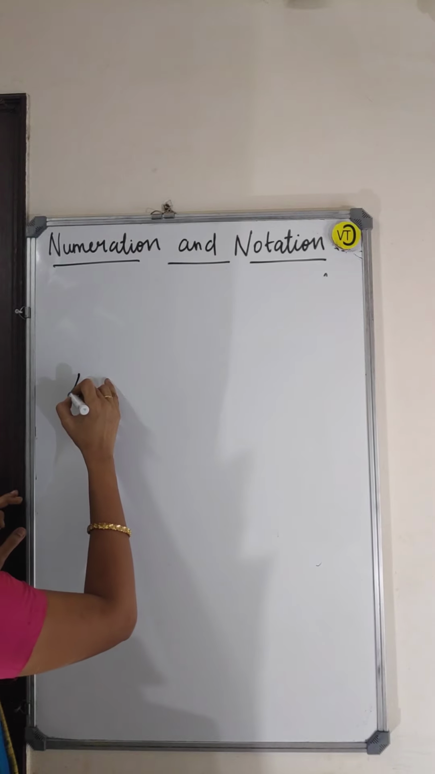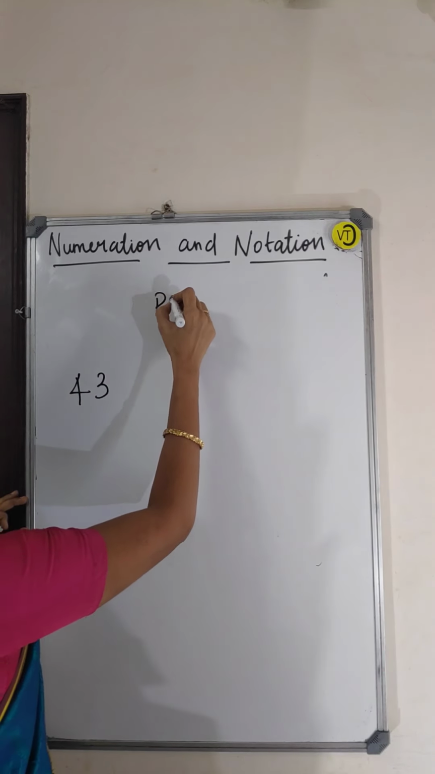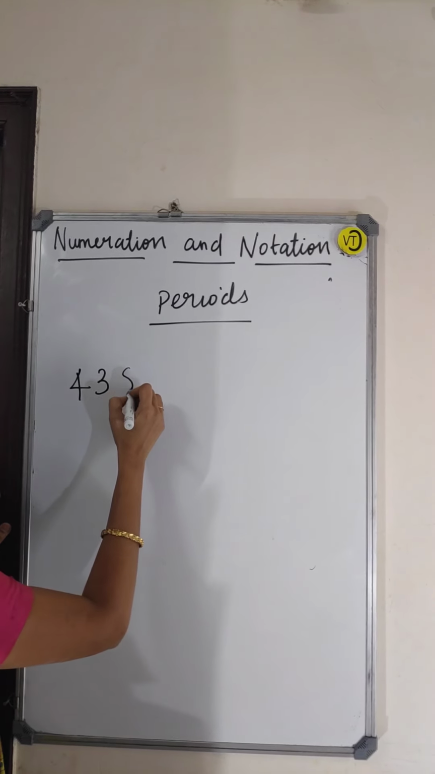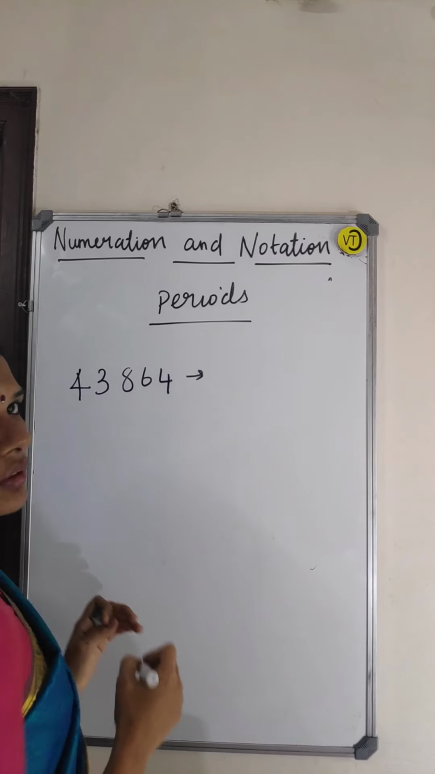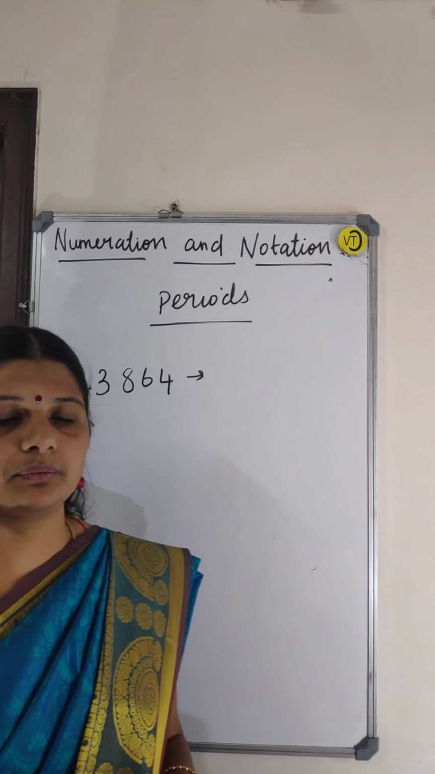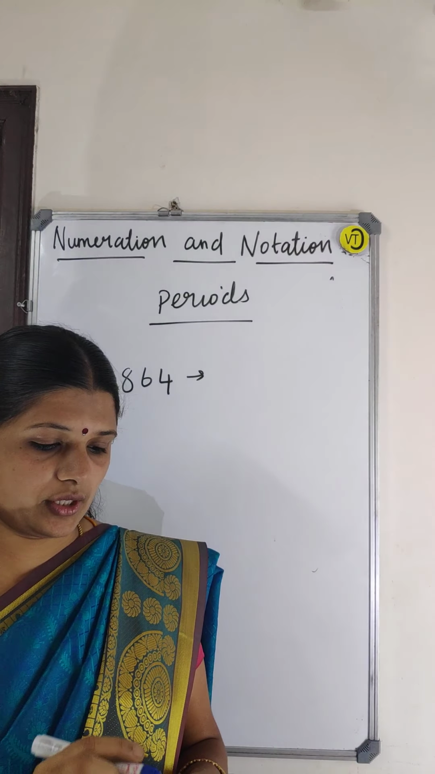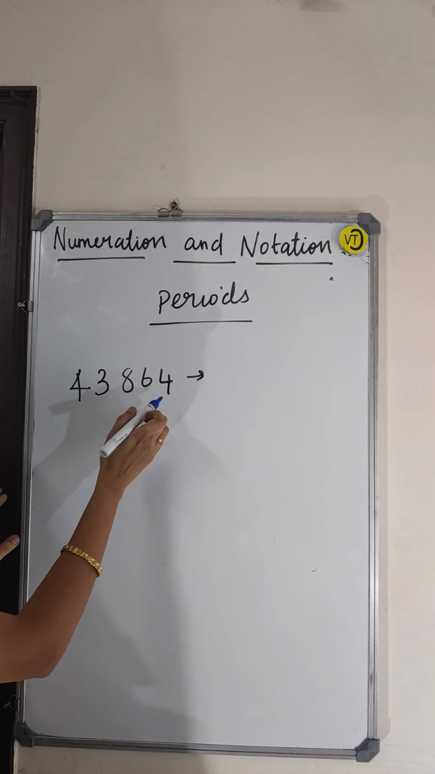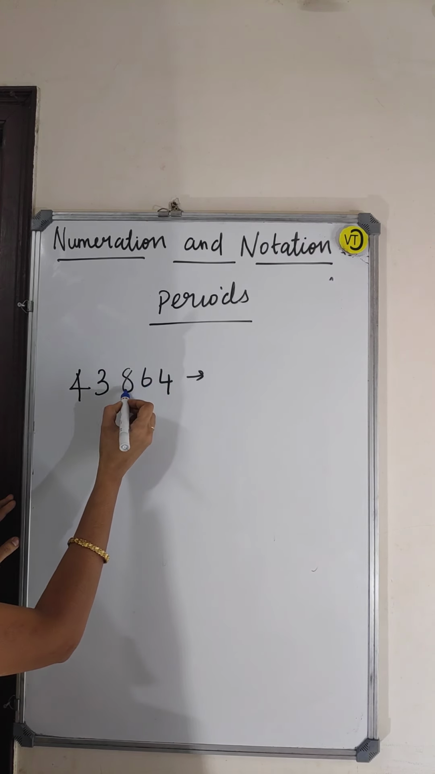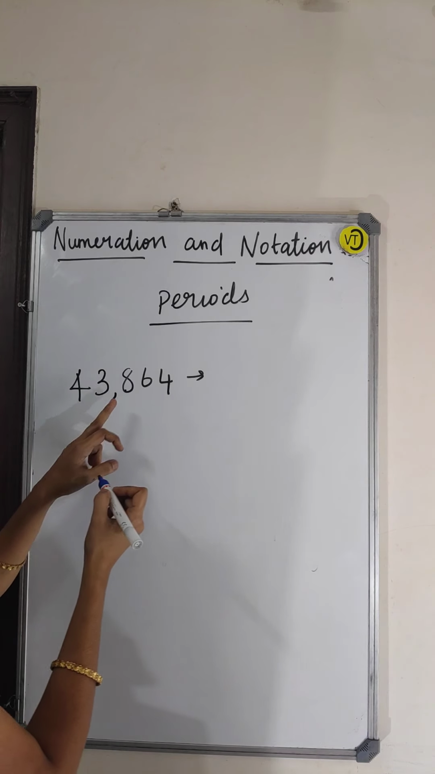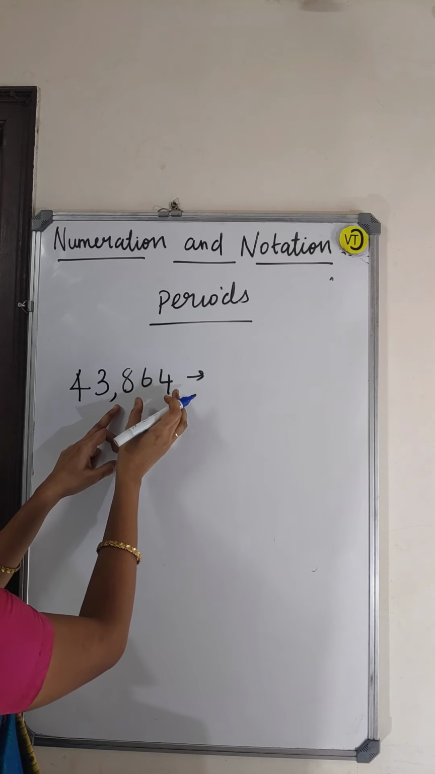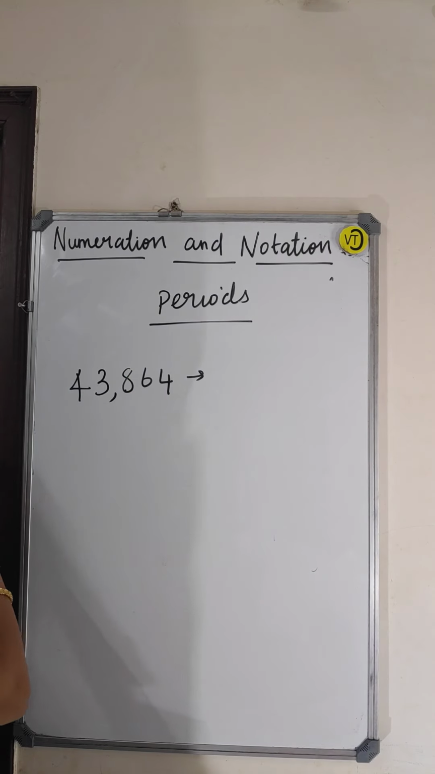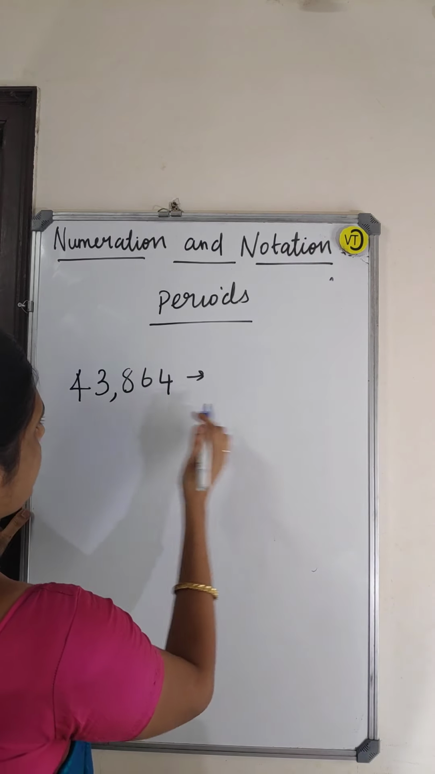See, I will tell you the period for 43864. In the Indian system, you are living in India, right? Fine, this is the Indian system. First of all, ones, tens, hundreds, then the comma you put. First 3 numbers, the next two numbers like that. From the right side you have to come.